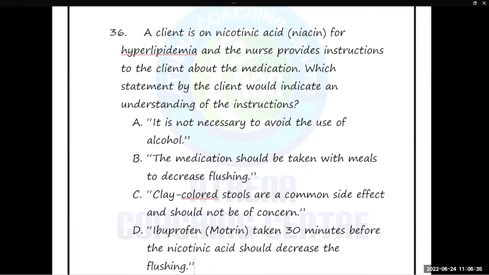So what is nicotinic acid? Yesterday I explained to you. Nicotinic acid is vitamin B3, and it is normally used to reduce serum cholesterol. The other name for nicotinic acid is niacin. So niacin can be given as a choice of treatment for hyperlipidemia. And in case of niacin deficiency, what is it called? Vitamin B3 deficiency is called pellagra.